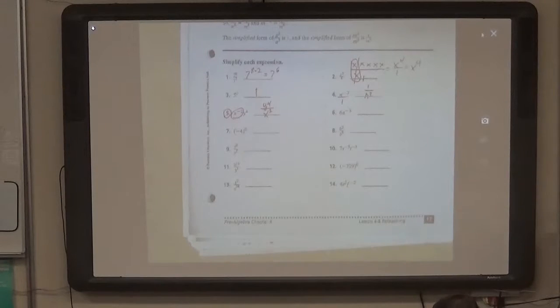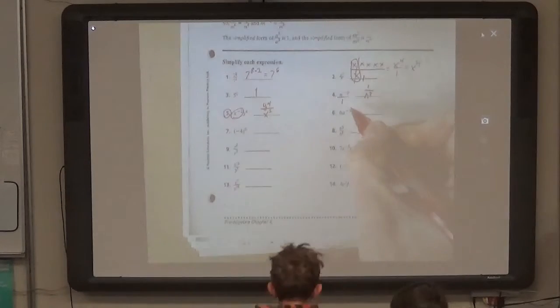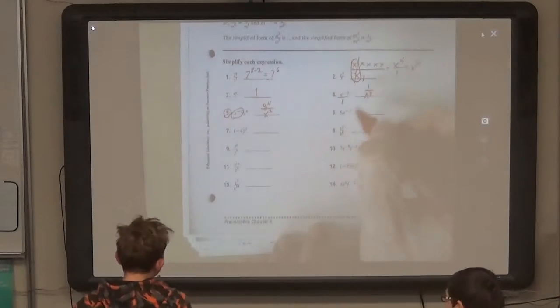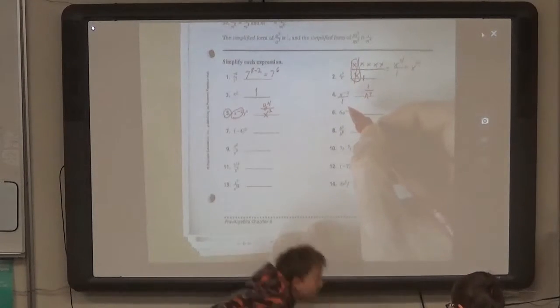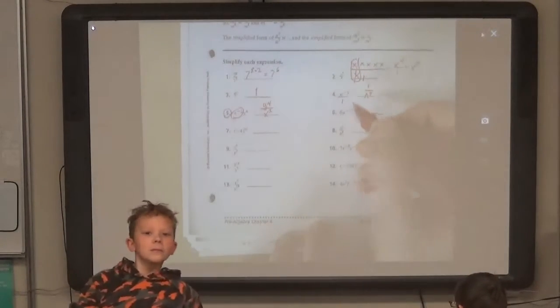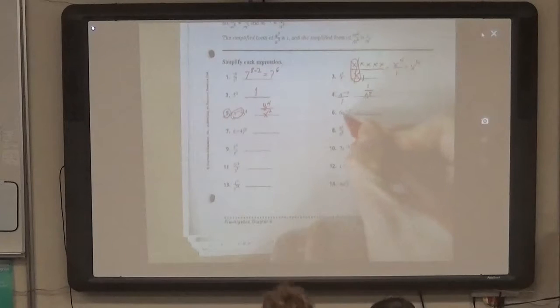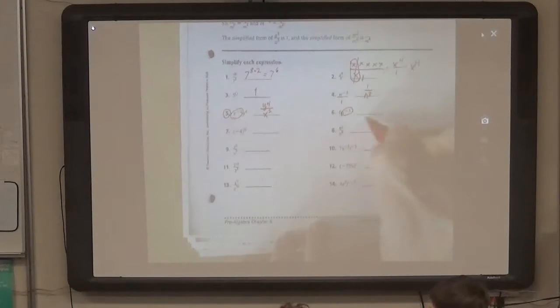Number 6. What part is being taken to the negative 3rd power? It's just a, right? So the a moves to the bottom side of the division bar. I'll write that using this bar right here. A to the 3rd power, and the 6 stays above it.